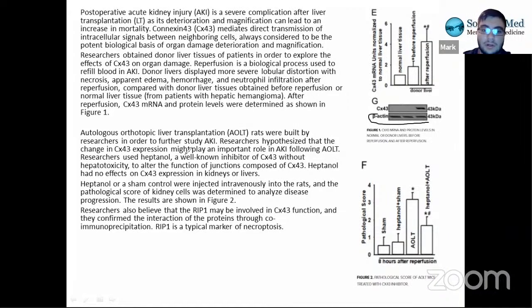And then I believe they mentioned strategies. They used heptanol, a well-known inhibitor, to alter the function of CX43. So that's why radiation against heptanol wouldn't really work, because it's the inhibitor, so it doesn't really make sense. Why B would be the right answer, right?